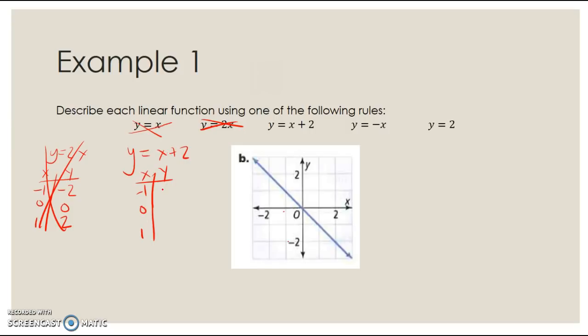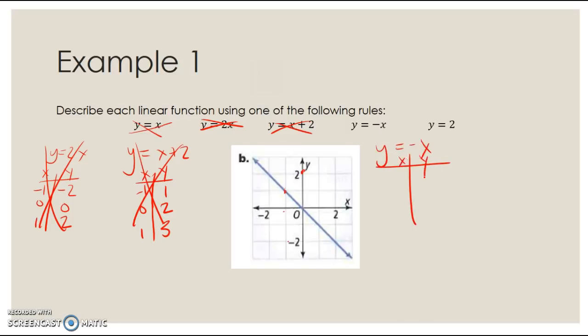So I'd have -1 plus 2, which is 1, 0 plus 2 is 2, and 1 plus 2 is 3. So again, I would go, okay, here's -1, up 1, all right, that one works. 0, 2. Oh, well, that's not on my graph. So x plus 2 does not work. Moving on to the next one, y equals -x.